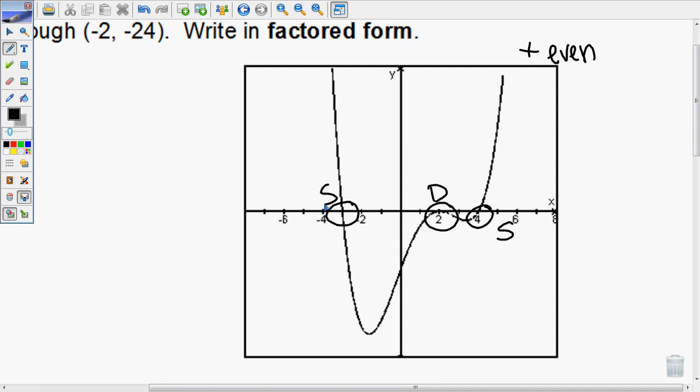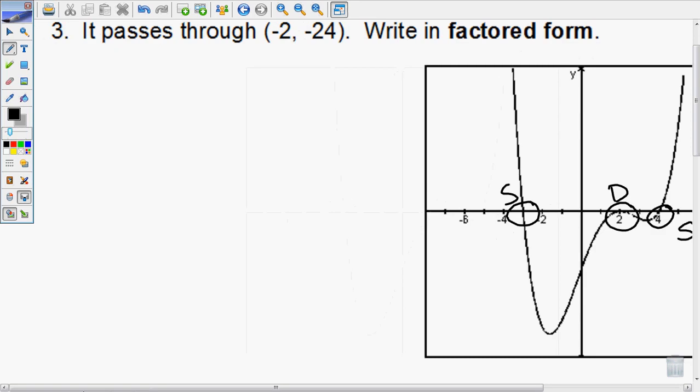How does that make it a double? It bounces. I touched it. Remember, if it touches and continues, then it's a double. Also, if it goes through, it's the same. It's a double root, right? So that means I have x minus 2 squared. Good job.